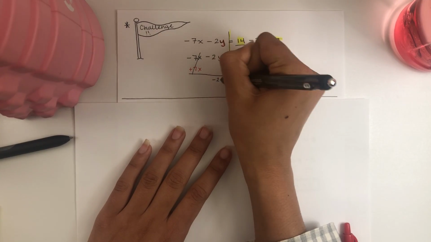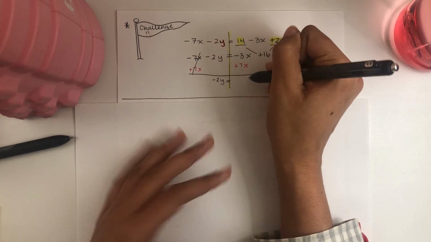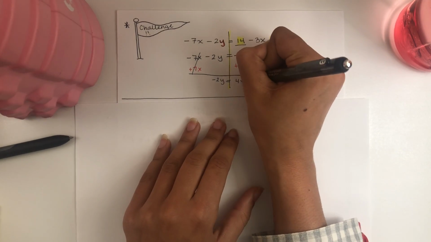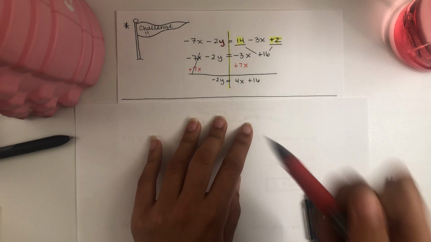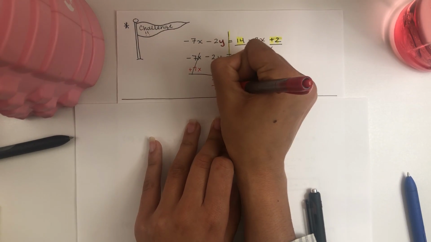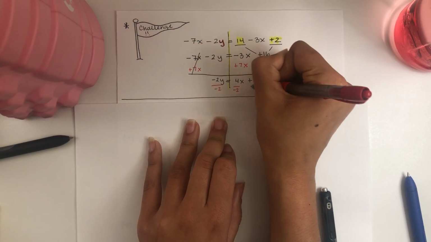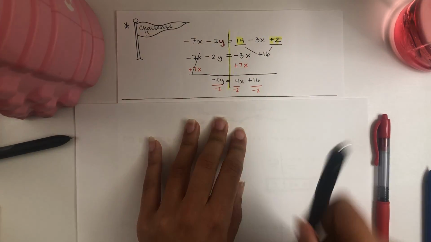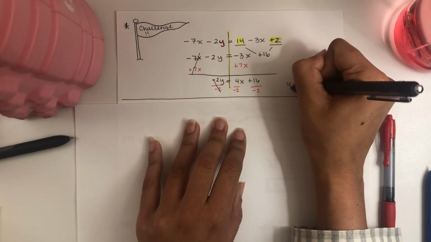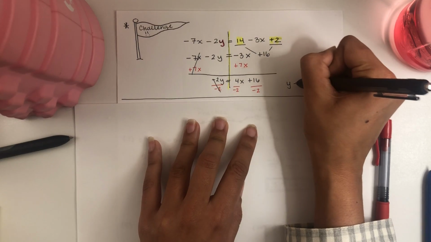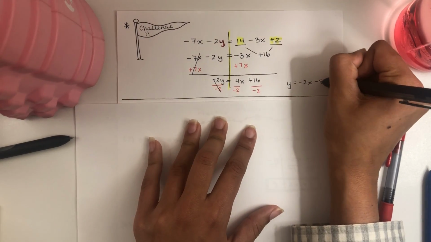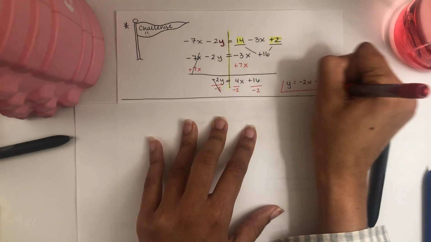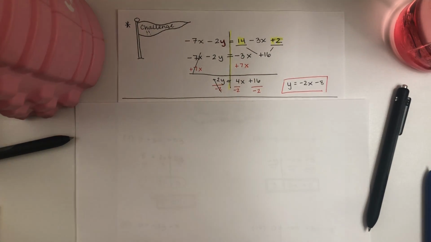I have negative 2y is equal to negative 3x plus 7x is 4x, and then this plus 16 stays. My last step would be dividing by negative 2. When I do that, these cancel, and I have y. 4 divided by negative 2 is negative 2x. 16 divided by negative 2, negative 8. Challenge problem done. Y is by itself.